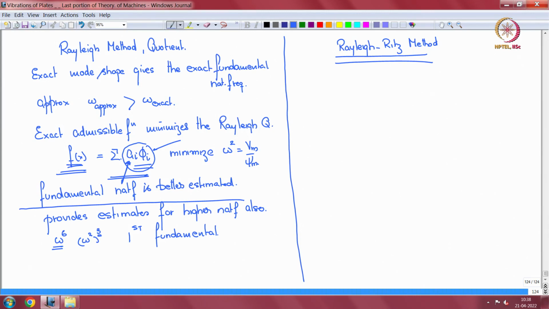So what is the method now? If I have f of x, the mode shape, and I have a summation of g j phi j. I am actually running out of time, so I will start this method in the next class.